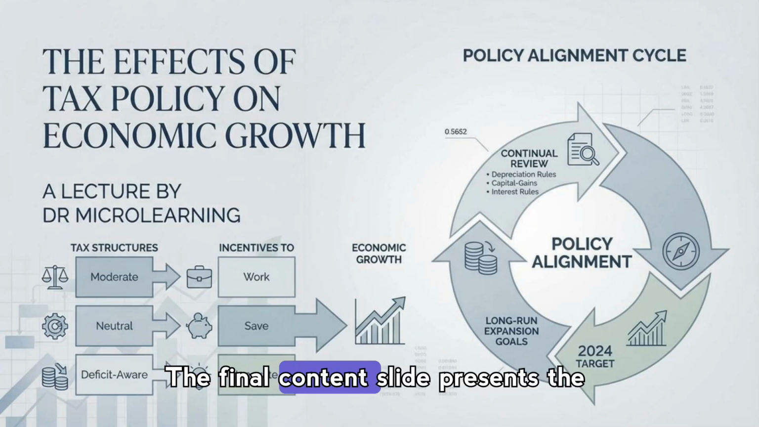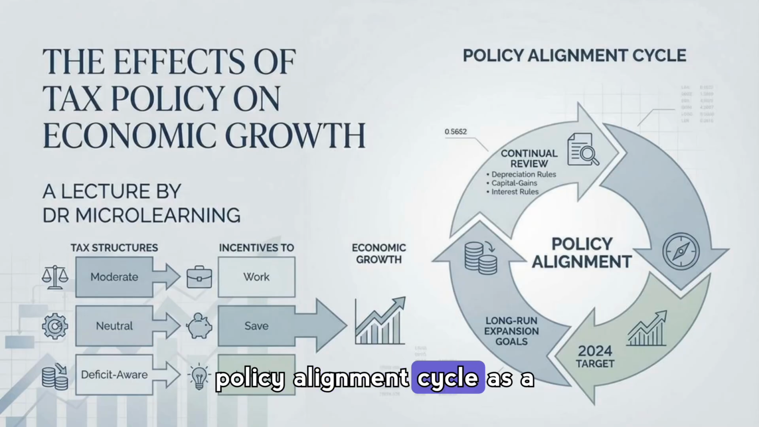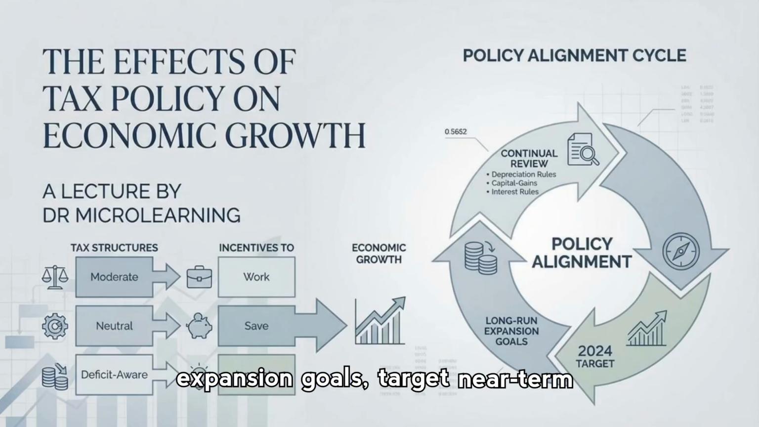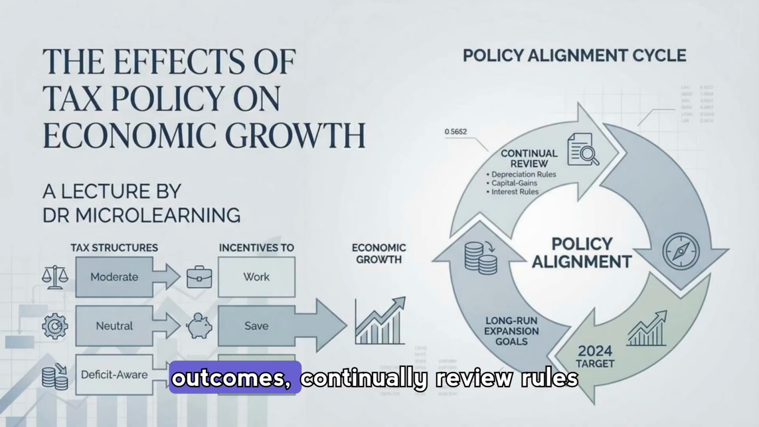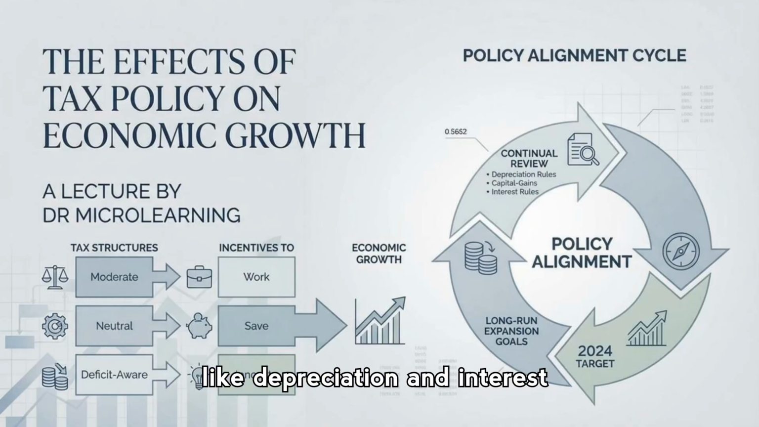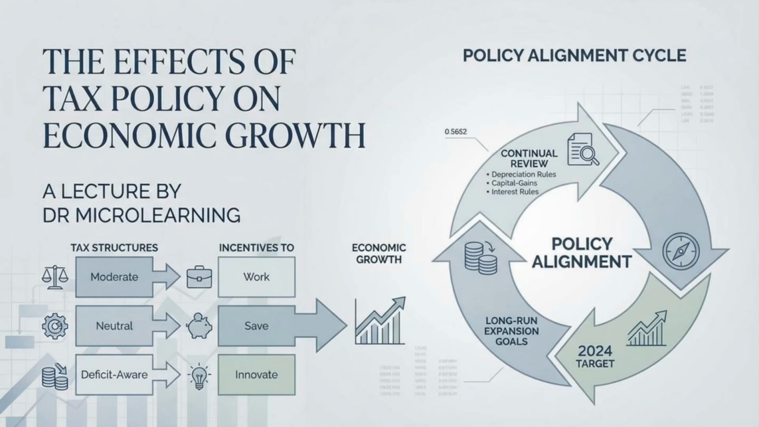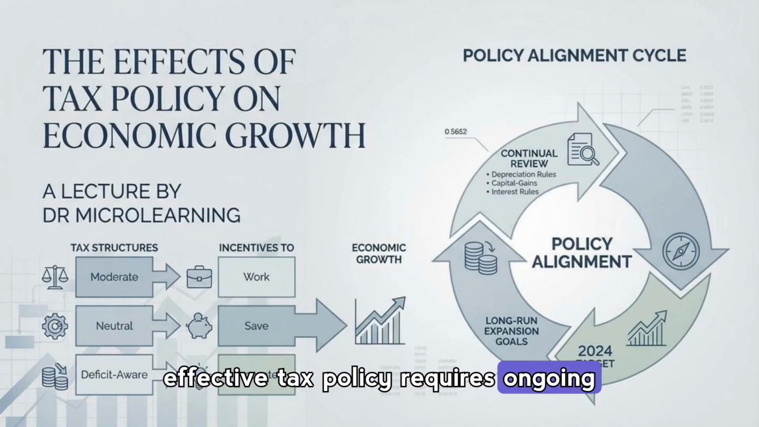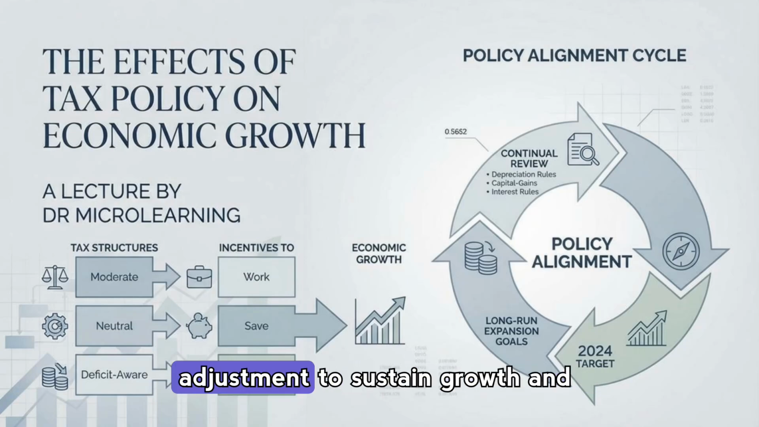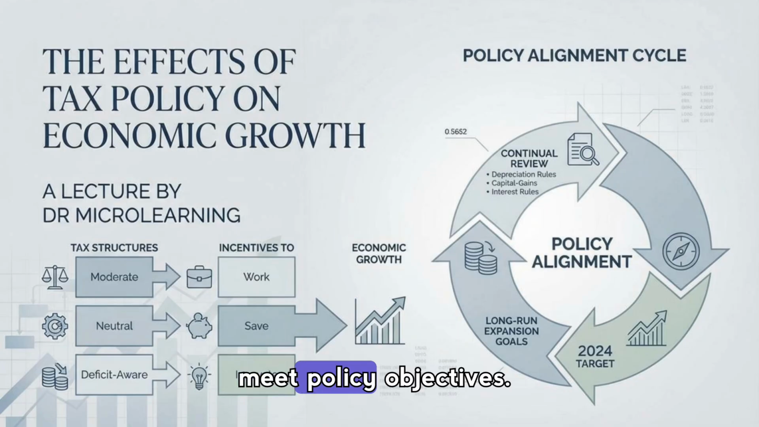The final content slide presents the policy alignment cycle as a continuous process. Set long-run expansion goals, target near-term outcomes, continually review rules like depreciation and interest regulations, and iterate based on evidence. The message is that effective tax policy requires ongoing alignment, monitoring, and adjustment to sustain growth and meet policy objectives.